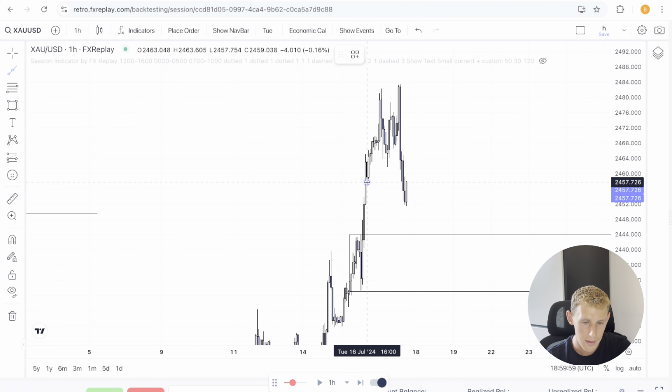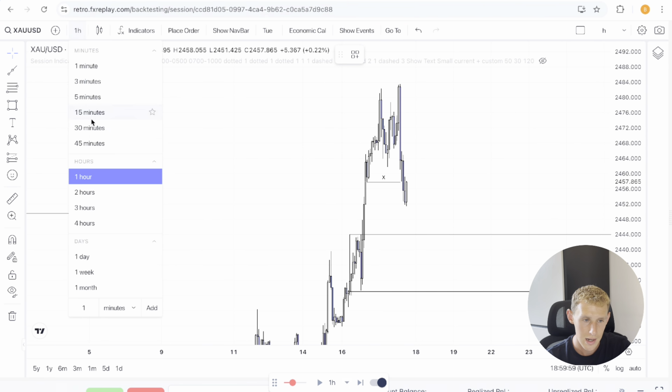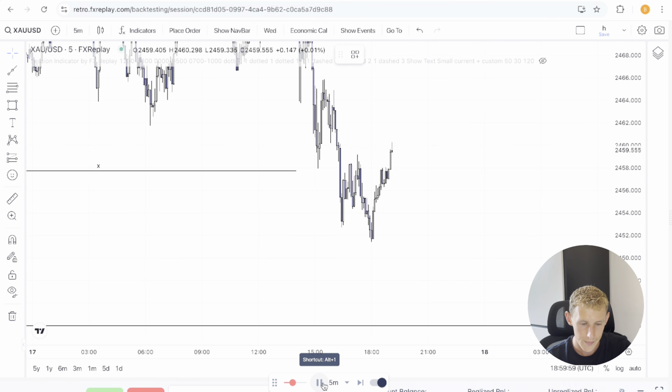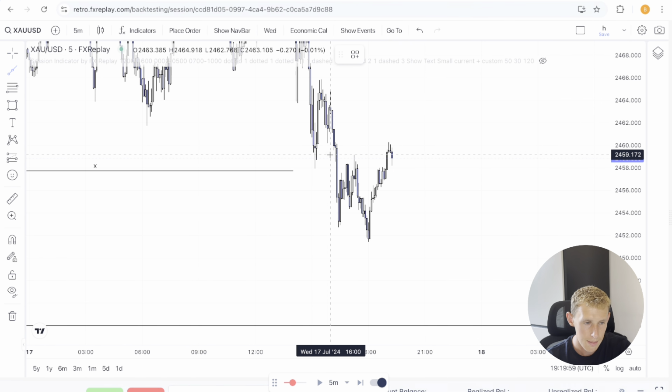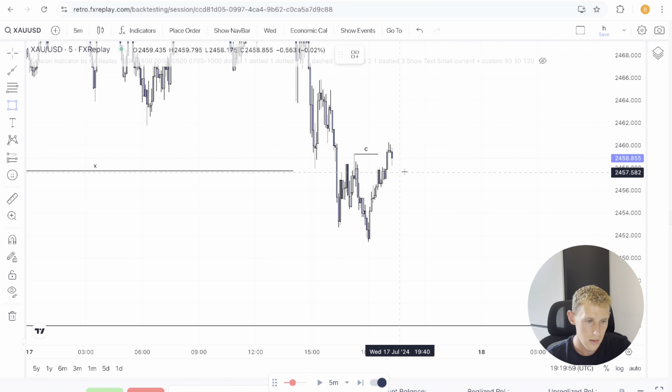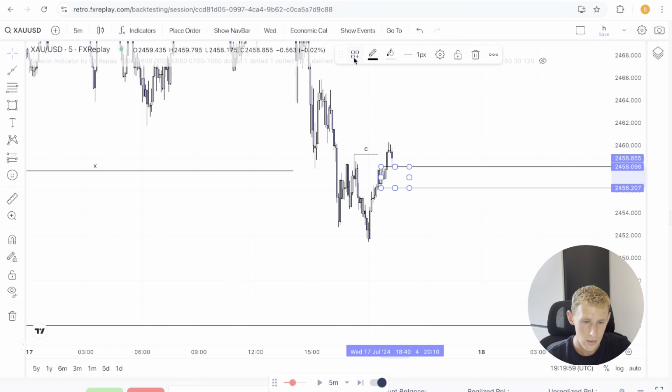Actually, this would also be valid. So we've got, you can see price taking out this low into the imbalance and starting to react. Let's see if it flips bullish here. Yep, there we go. Flip bullish, imbalance demand. I'm going to enter this. There's no reason not to.